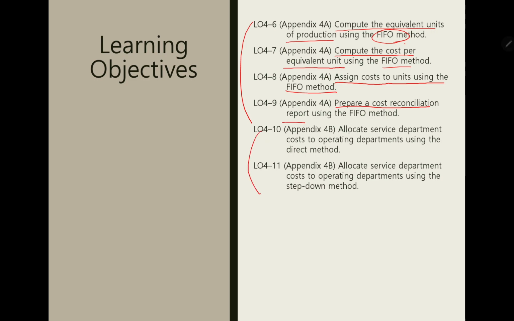And then we are going to address the issue of allocation of service department cost. So we're going to allocate service department cost to operating departments using the direct method and also the step-down method.